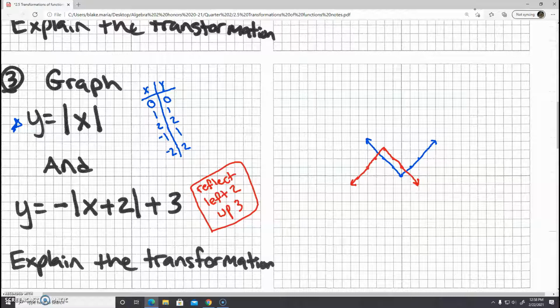And guys, if you're ever in a pickle and you just don't remember, you can always go back old school and make a T-chart. Now, the whole point of this is to avoid T-charts, so we're going to try and base them off our parent functions, but if you're ever in a pickle on SAT, ACT, anything like that, you can always go back and plug in values to remember what the graph looks like. All right, moving on.